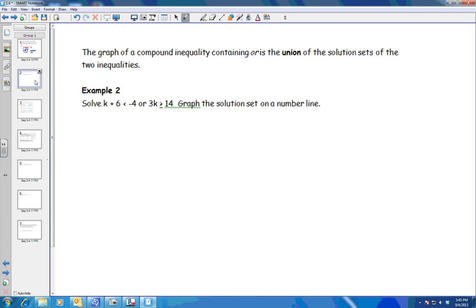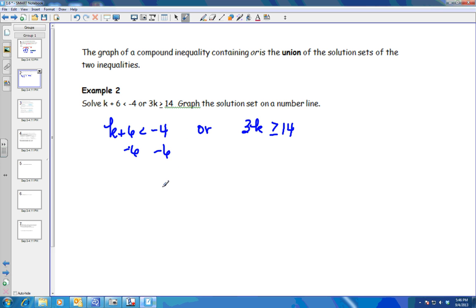Example 2. The graph of a compound inequality containing or is the union of the solution sets of the two inequalities. I have two problems to solve: k plus 6 is less than negative 4, or 3k is greater than or equal to 14. Whenever I solve this, I'm going to graph both of these on the same line and join their graphs together. So first I have to solve. I'm going to subtract 6.